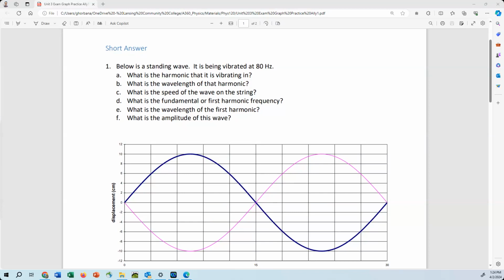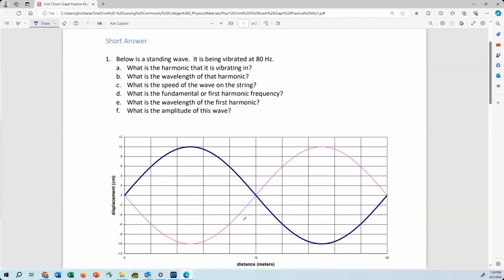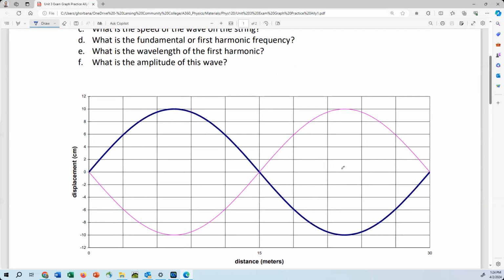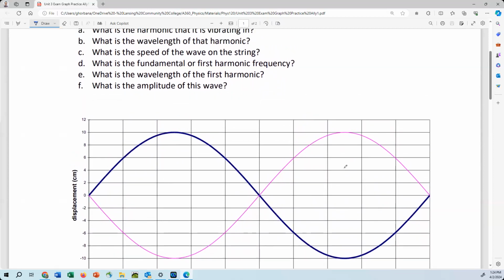Good. So right now we will be working on the second part of the practice review, which is graph practice, and mostly we will be talking about the standing wave. Here it tells us that we have a standing wave, vibrated at this frequency. What does it mean? You see two loops in the graph, yes? Two loops means that it is the second harmonic.